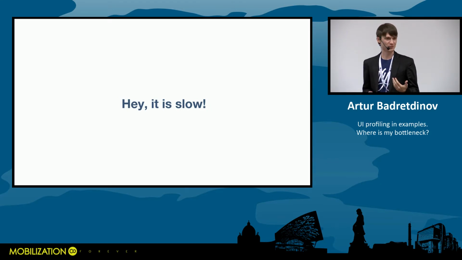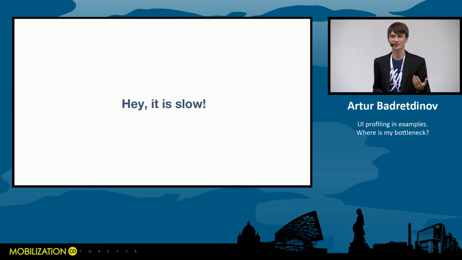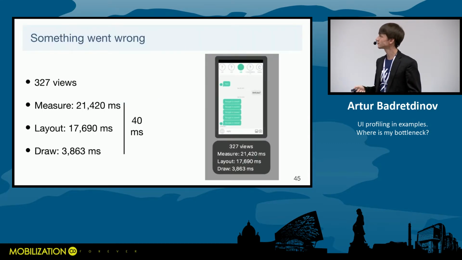First of all, we opened the GPU profiler and saw that we don't do anything complicated in the main thread. And for some reason, our view on draw and on layout took too much. So we understood that, oh, that's probably some problem with layouts. We opened HierarchyViewer, and what did we see?